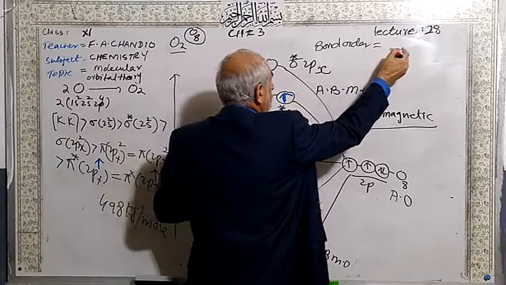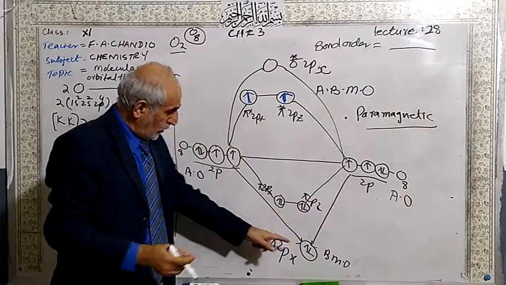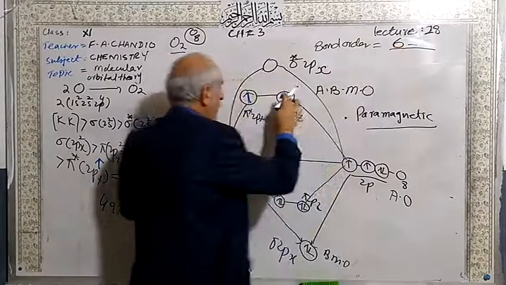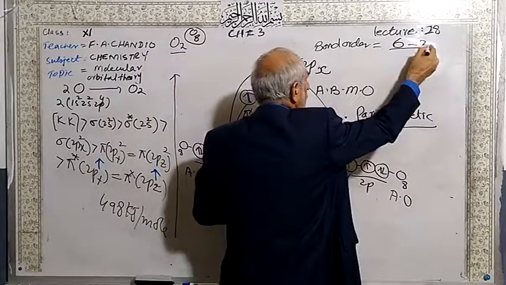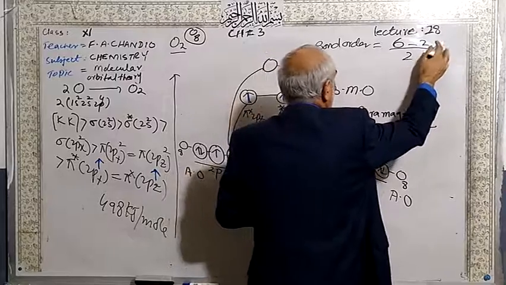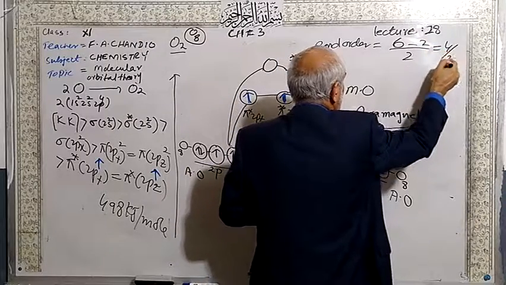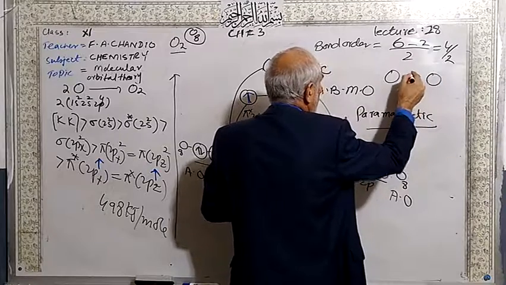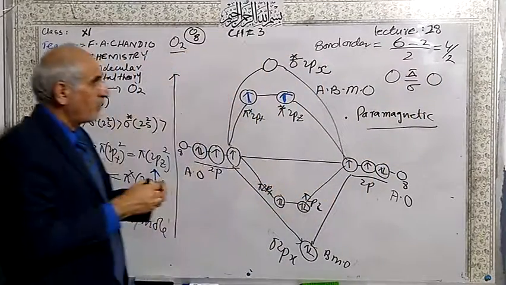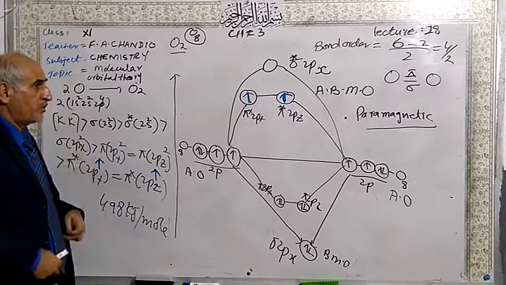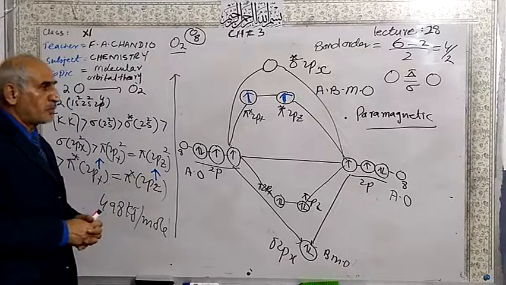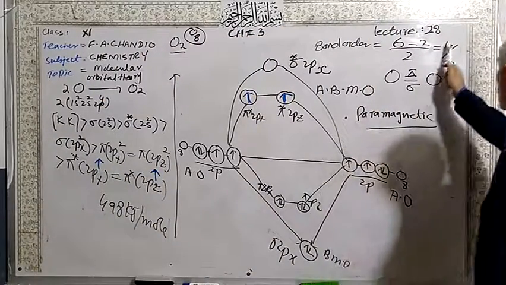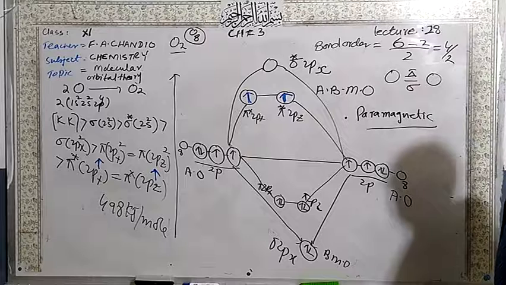Bond order: 2, 4, 6 minus 2. One sigma bond and one pi bond. Two bonds. Bond order is 2. So bond order is 2. Only 2 bonds are there.